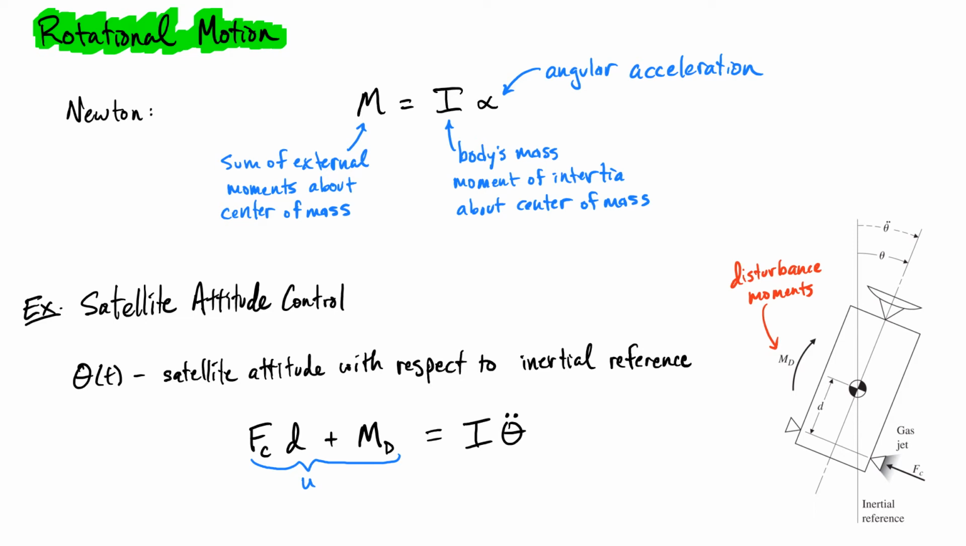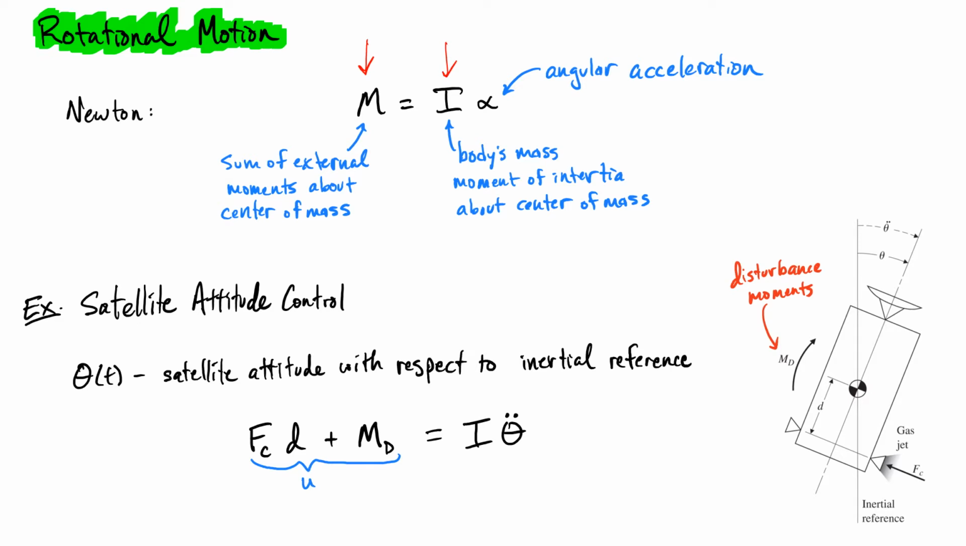This is a quick reminder on how to model rotational motion. So there are no new Newton's laws. It's simply F equals ma applied in a rotational setting. So instead of force equals mass times acceleration, the forces we talk about are now moments about a center of mass. And so it's the sum of all those external moments, just like it's the sum of forces.